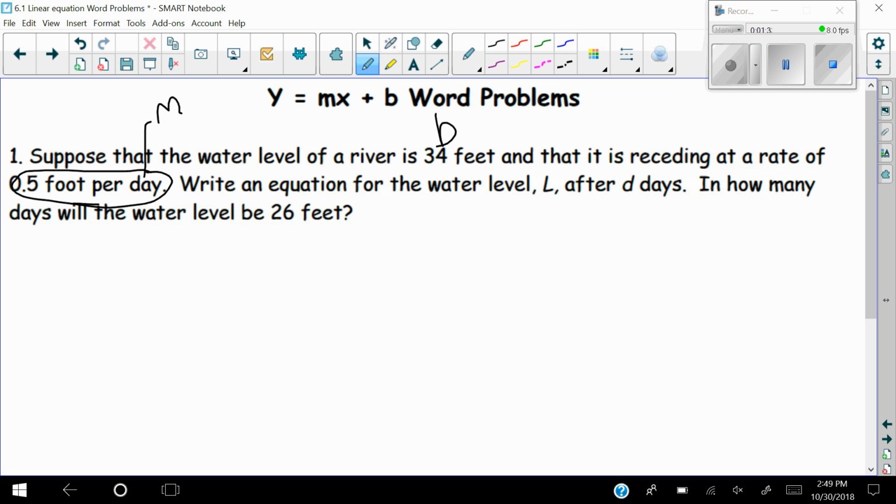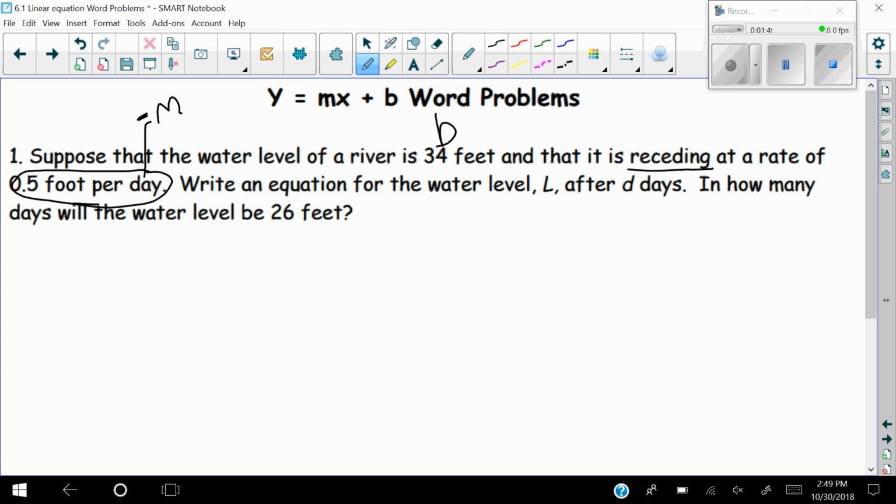All right, now, understand that it's receding. So this is going to be a negative 0.5. So my slope is going to be negative, which I put a little minus there. All right, so I've got my B and my M. The next thing I want to find is my X and my Y.